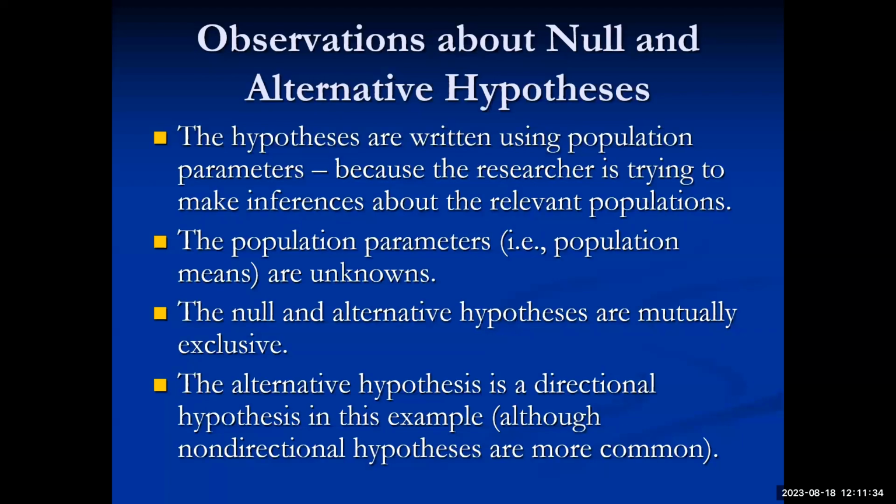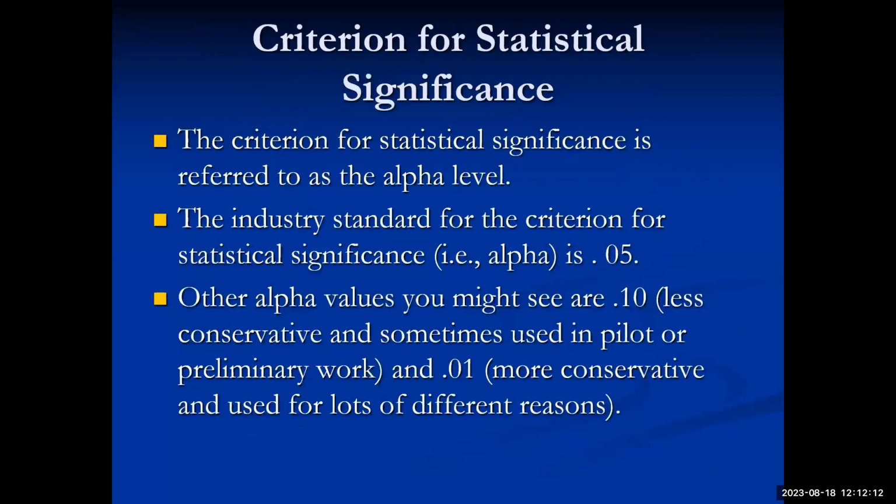Some observations about the null and alternative hypotheses. These hypotheses are written using population parameters. Remember, inferential statistical procedures use sample data to infer conclusions about relevant populations, and that's why we write the null and alternative in terms of population parameters. These parameters are unknowns. We're going to use our sample data to provide estimates of them, but they're unknowns. The null and alternative hypotheses are mutually exclusive. The alternative hypothesis in this scenario is directional, although it's more common to have non-directional hypotheses in psychological research.